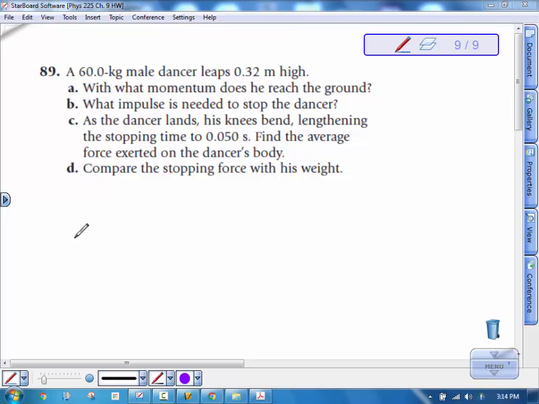Alright, last problem says a male dancer leaps 0.32 meters high. So this male dancer is going to leap up 0.32 meters. And I'm just going to look at part A, because it wants to know with what momentum he reaches the ground. Well, I'm going to look at it as a free fall problem from the top. So if we're falling from the top, I'm going to do my y information here. The initial velocity in the y would be 0. If we start the problem at the top, we're just falling back down 0.32 meters.